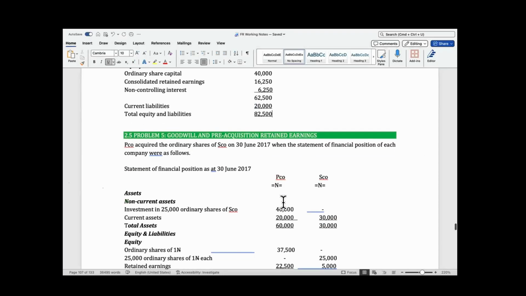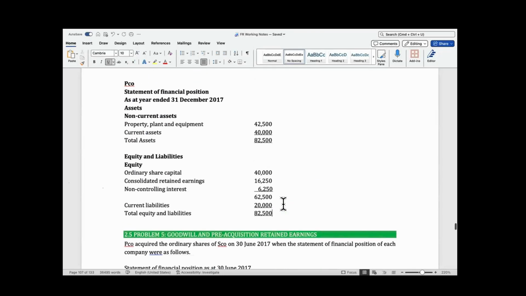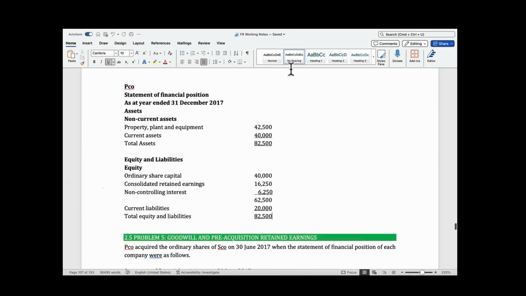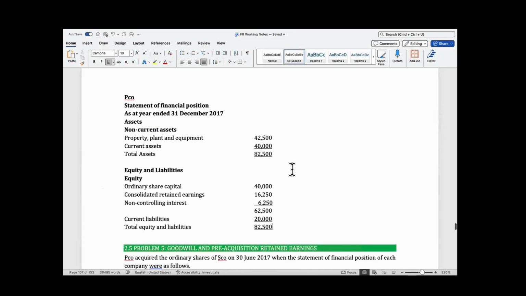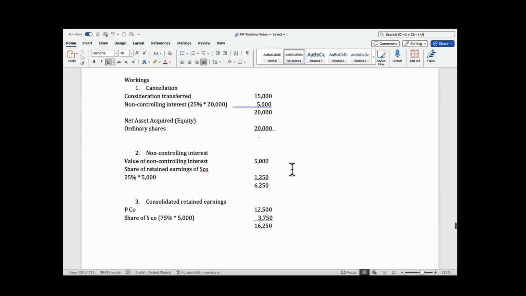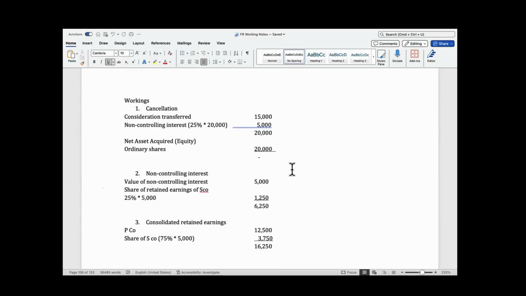Okay. Next, yes, please, Alimat. I really don't understand this number two workings. You need to tell me exactly what you don't understand. When you said the value of NCI, the 5,000, then the share of the retained earnings of ESCO, this 25%, is it 25% of this 5,000 from the NCI?